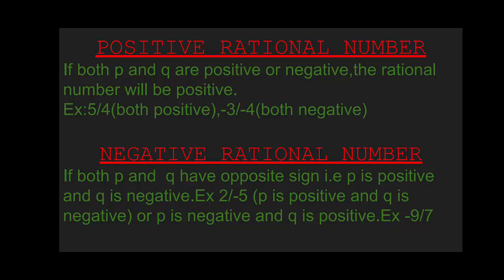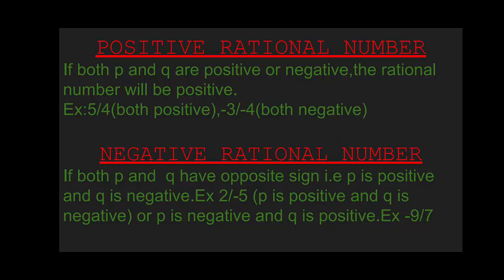Next topic, positive rational numbers. If both p and q are positive or both p and q are negative, the rational number will be positive. One example is 5 by 4. Here you can see both the denominator and the numerator are positive, and minus 3 divided by minus 4, where both the numerator and denominator are negative. So in such cases, these fractions will be positive rational numbers.